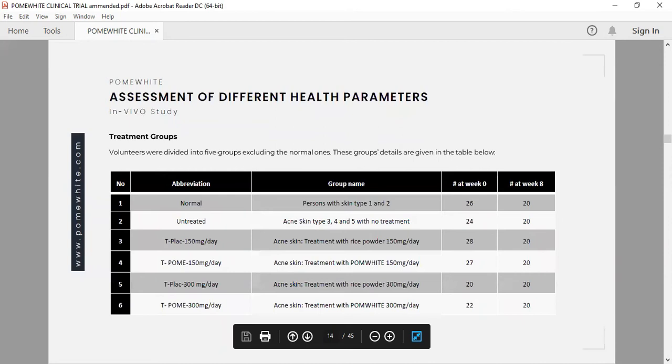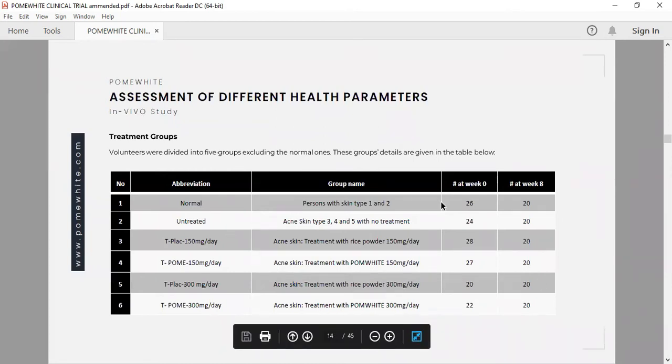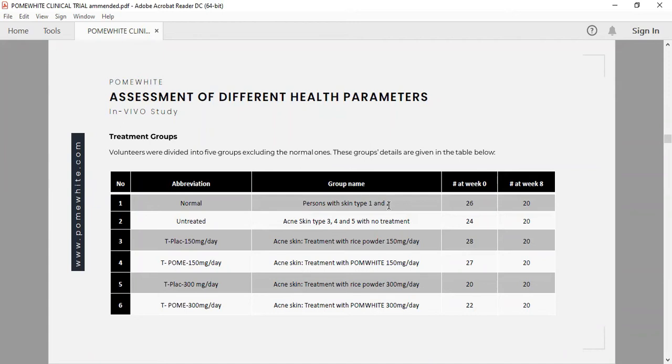Now the treatment groups include: number one is the normal group, that is, people with skin type 1 and 2. Basically, these skin types are designed for our ease: skin type 1 and 2 are almost fair complexion and normal skin type, not very oily, not very dry. They are included in type 1 and 2. 20 volunteers responded up to 8 weeks.